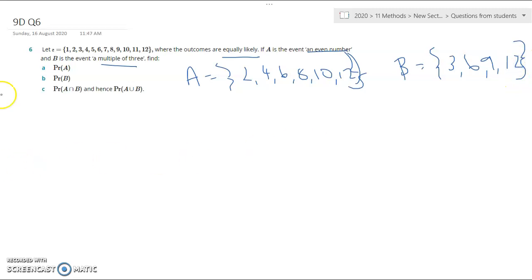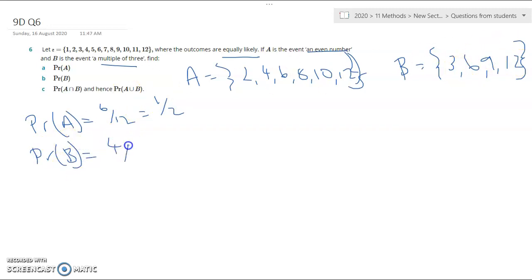The probability of A we can see is going to be half of these numbers, really. You can count them. So we've got 6 there divided by 12 is going to be equal to a half. The probability of B is going to be equal to, we've got 4 out of 12, which is going to be a third.